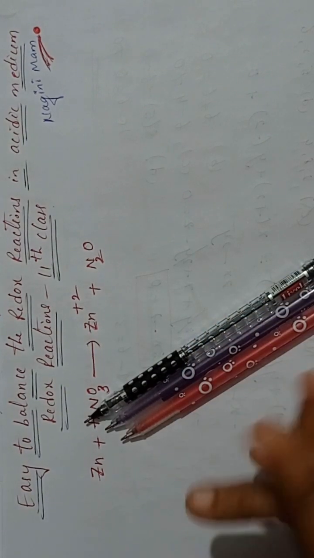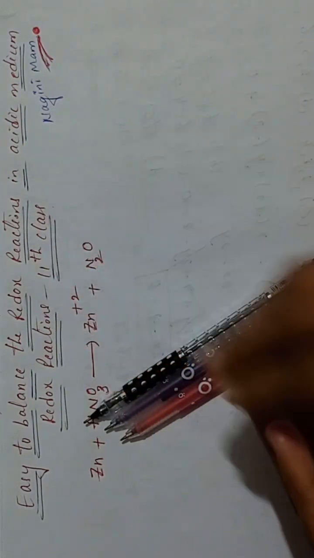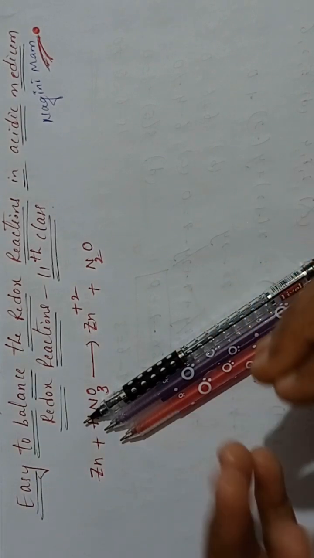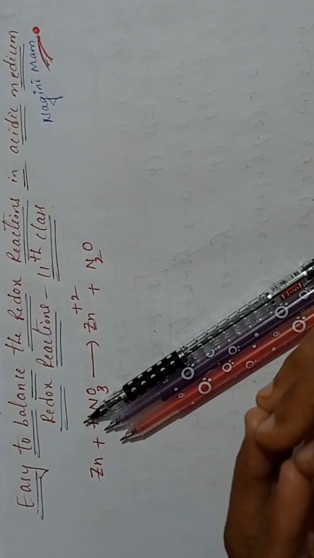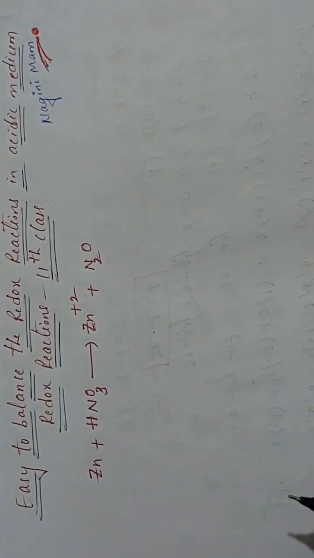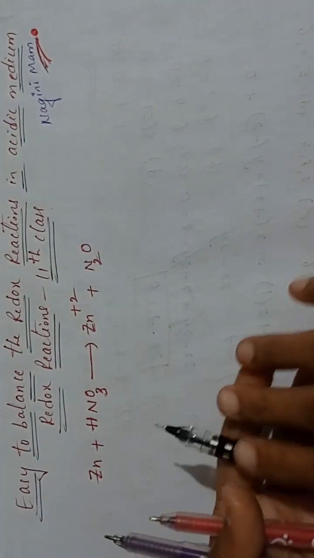Right. In today's session, I'm going to discuss the redox reactions topic, students: how to balance redox reactions in acidic medium. Here I'm going to discuss 2 to 3 examples. Now see, first example: Zn plus HNO3 gives rise to Zn2+ plus N2O.